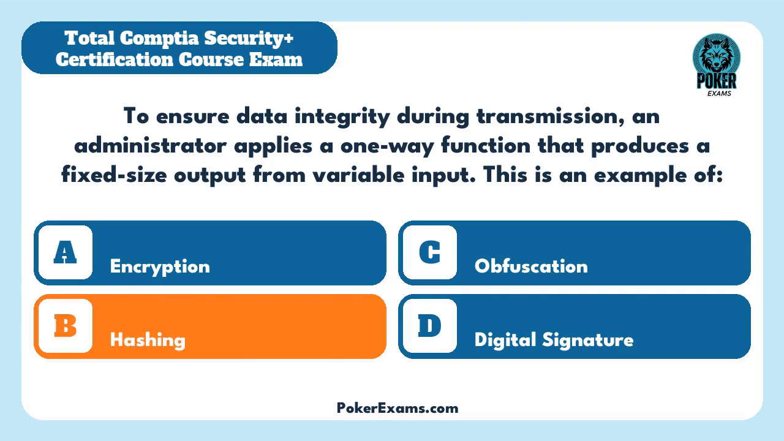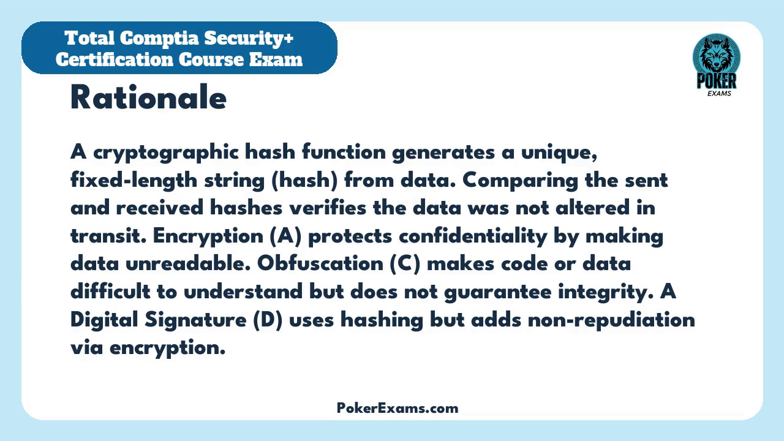Correct answer is B. Rationale. A cryptographic hash function generates a unique, fixed-length string, the hash, from data. Comparing the sent and received hashes verifies the data was not altered in transit. Encryption, A, protects confidentiality by making data unreadable. Obfuscation, C, makes code or data difficult to understand but does not guarantee integrity. A digital signature, D, uses hashing but adds non-repudiation via encryption.